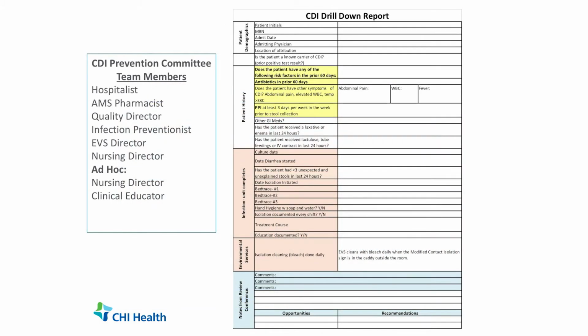We have gone from that to this, my fifth edition now, that I keep revising because I keep deciding I want things in a different place and I like the way it flows better. We actually have a CDI prevention team, and that includes one of our hospitalists, our antimicrobial stewardship pharmacist, our quality director, myself, our EVS director, and our nursing director. When we have a hospital-acquired case, we meet on the unit with the director and the clinical educator for that unit, and then we pull any of the staff that's available to come in also, and we talk with them.